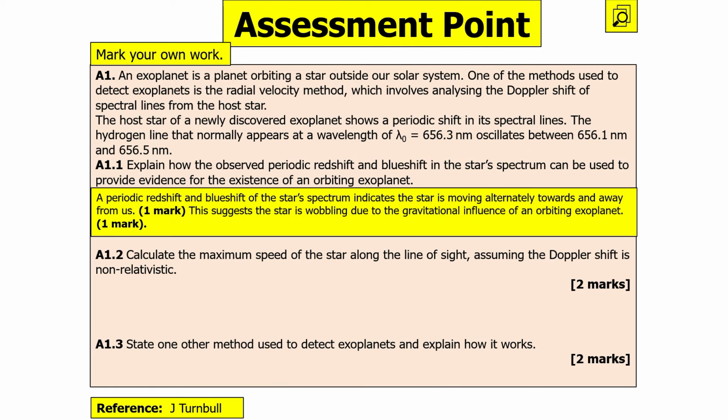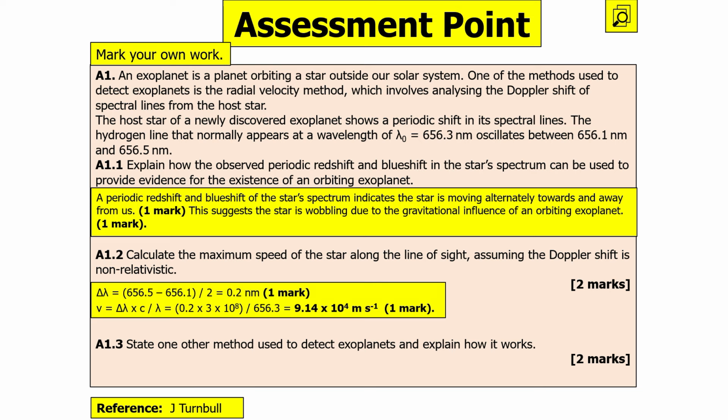Right, so a periodic redshift and blueshift of the star spectrum indicates the star is moving alternately towards and away from us. This suggests our star is wobbling due to the gravitational influence of an orbiting exoplanet. We know the change in lambda is 656.5 minus 656.1. We then divide it by 2, so that's 0.2 nanometers, as telling how much has changed from the equilibrium position. Then we can say v is equal to change in lambda times c over lambda, so you can pop that through to be 9.14 times 10 to the 4 meters per second.